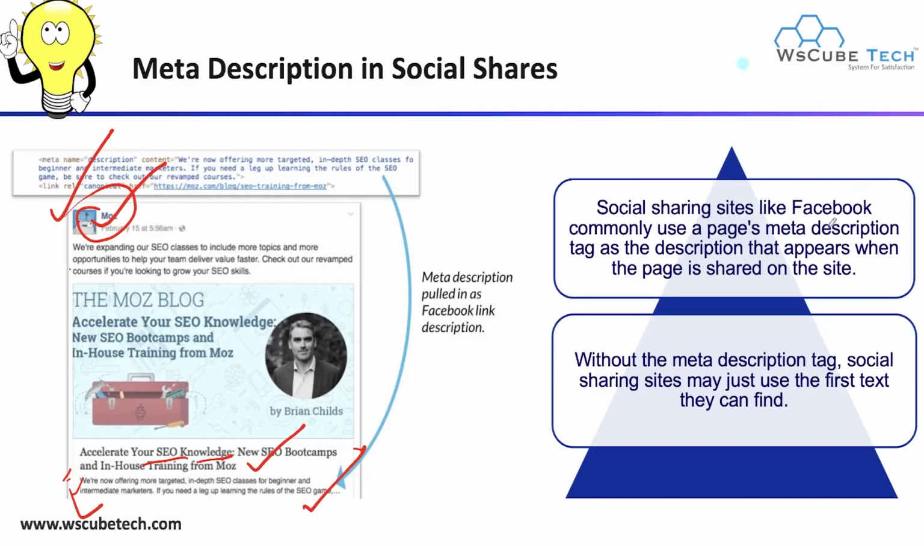So social sharing sites like Facebook commonly use a page's meta description tag as the description that appears when the page is shared on the site. Without the meta description tag, a social sharing site may just use the first text it can find. That is the first text they can find, so they can only use that particular piece of content if you are not using your meta description.